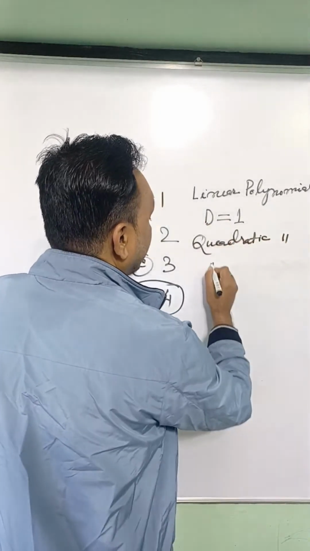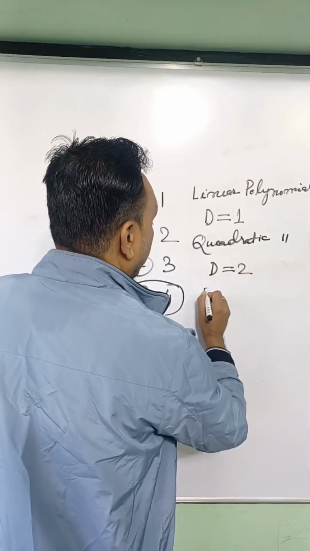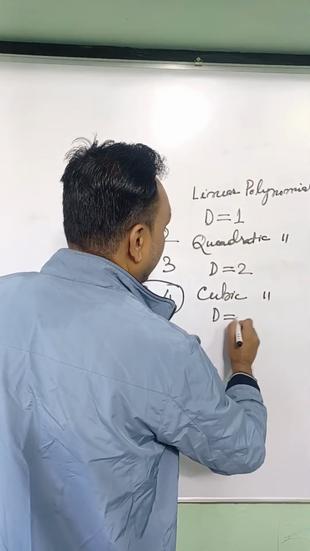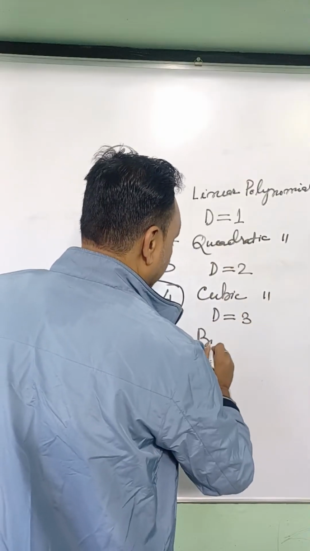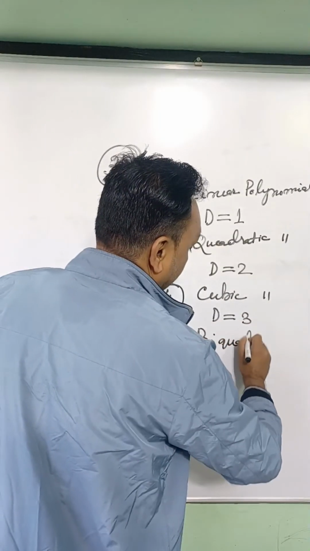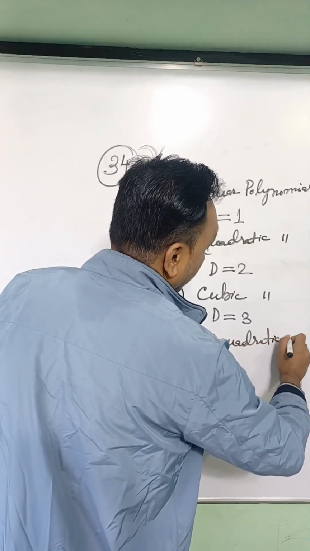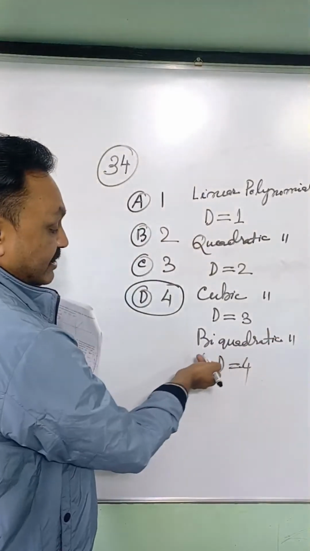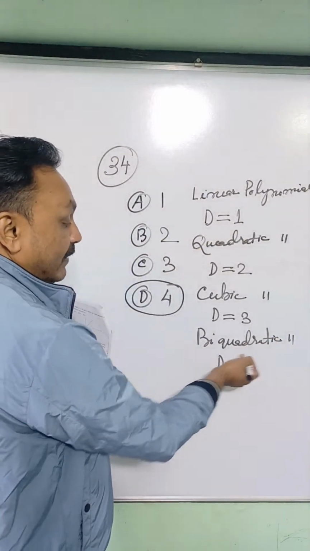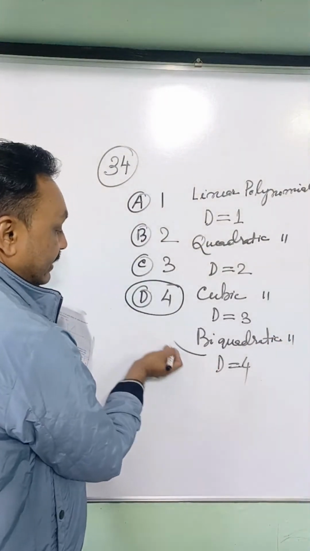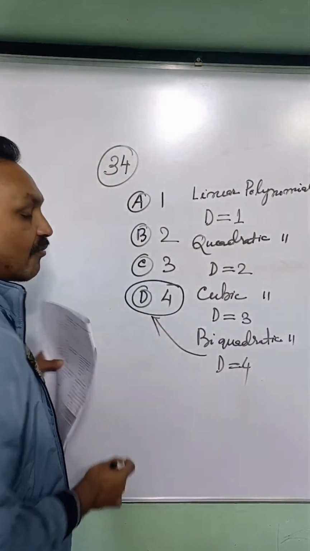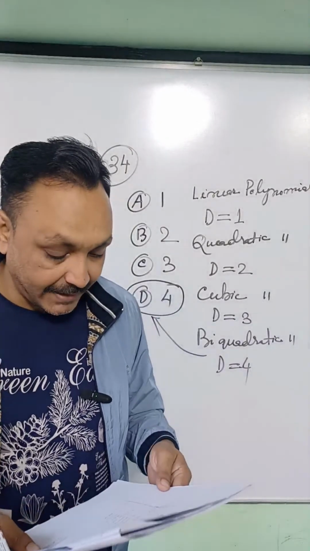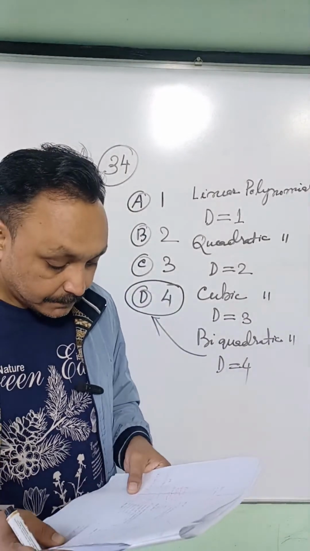Quadratic polynomial degree will be 2. Cubic polynomial degree will be 3. Biquadratic polynomial degree will be 4. So here in your question it is given biquadratic polynomial. You have to find out the degree. So degree will be 4. The answer is D. Correct answer is D. All right.